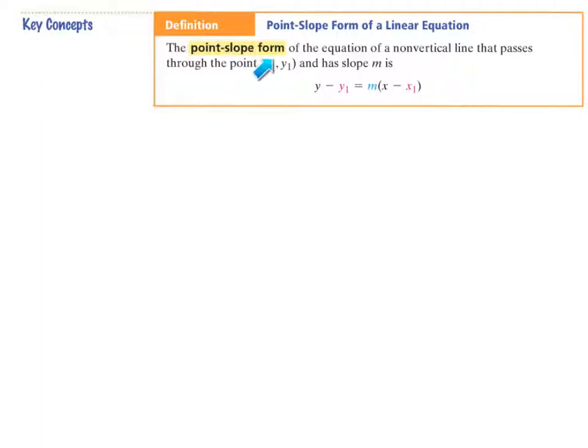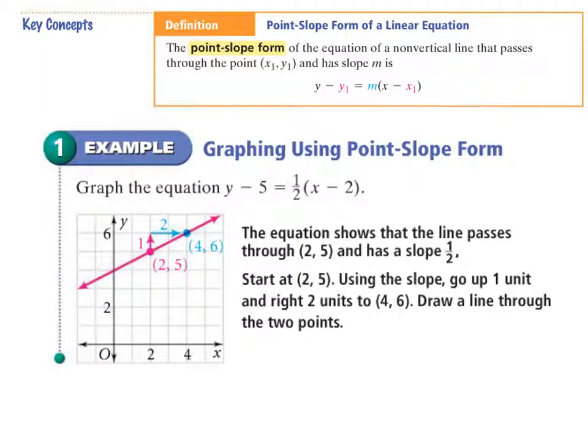Point slope form of an equation of a non-vertical line that passes through the point (x1, y1). You are given a point and a slope. The x value goes here, the y value of your point goes here, and the slope goes in front of the parentheses. So let's go over an example. Now I've actually given you the answer already here, but let's graph using point slope form.